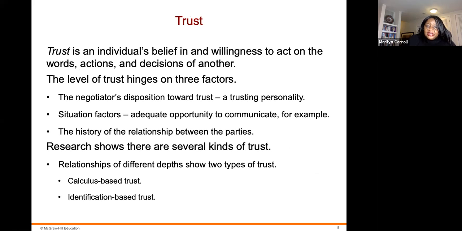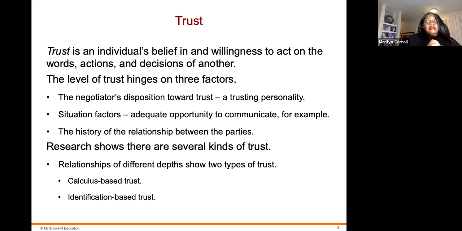So trust is an individual's belief in and willingness to act on the words, actions, and decisions of another. The level of trust hinges on three factors. Number one, the negotiator's disposition towards trust, a trusting personality per se. Number two, situation factors, adequate opportunity to communicate, for example. And third, the history of the relationship between the two parties.